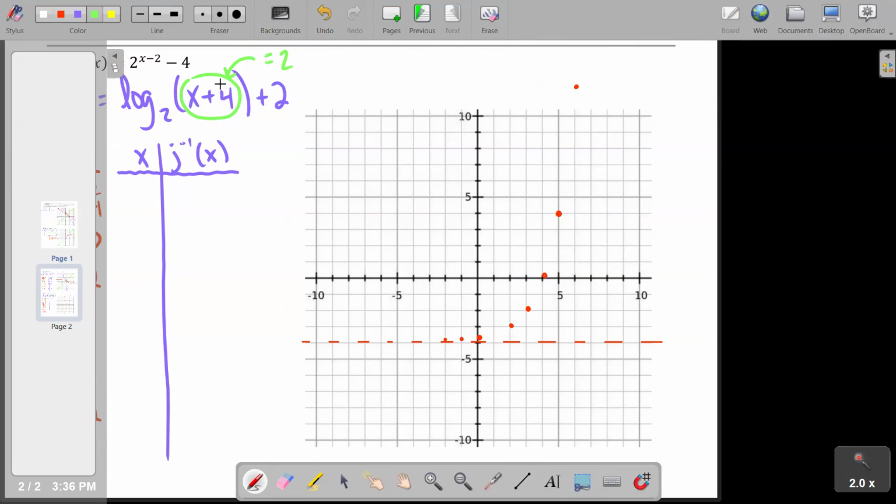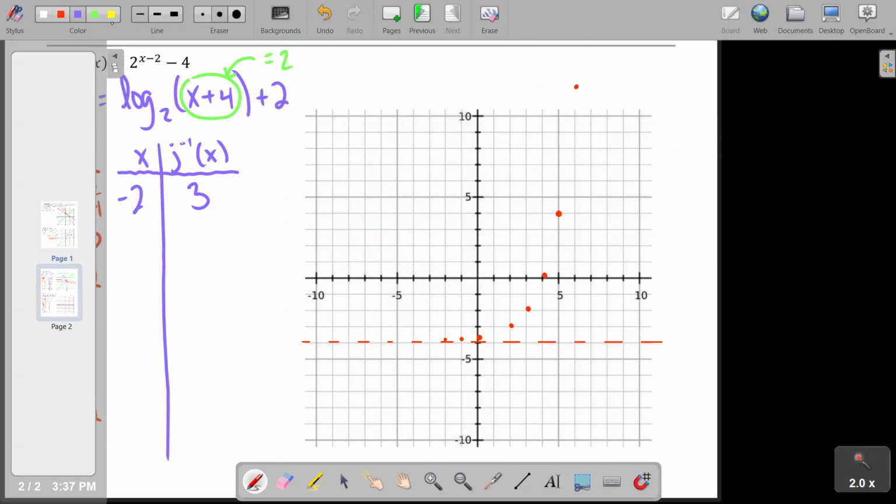Log base Zane of Zane equals 1. Log base 5 of 5 equals 1. That's redundancy. And so log base 2 of 2 would be great. What could I put in place of X to make that happen, to make that a reality? -2 is awesome. And then -2 plus 4 is 2. Log base 2 of 2 is 1 plus 2 is, bam, 3. We just got ourselves a point.